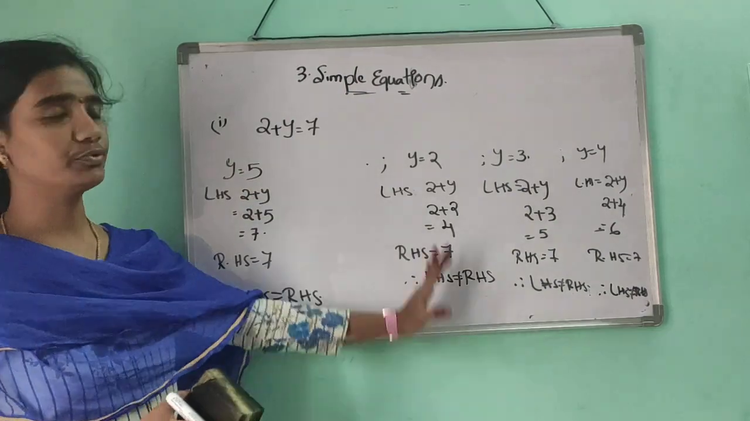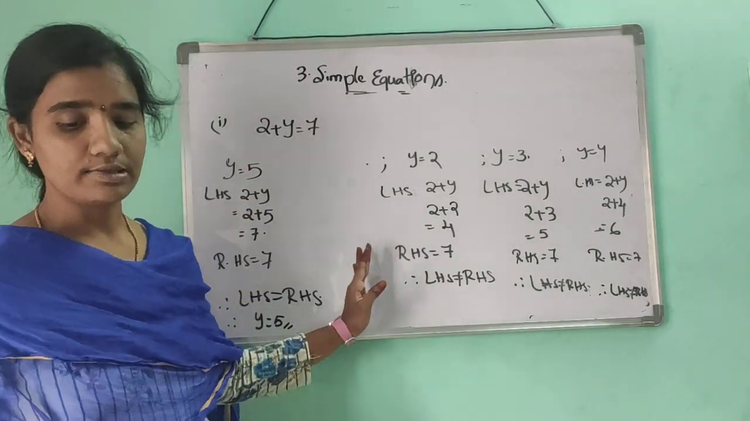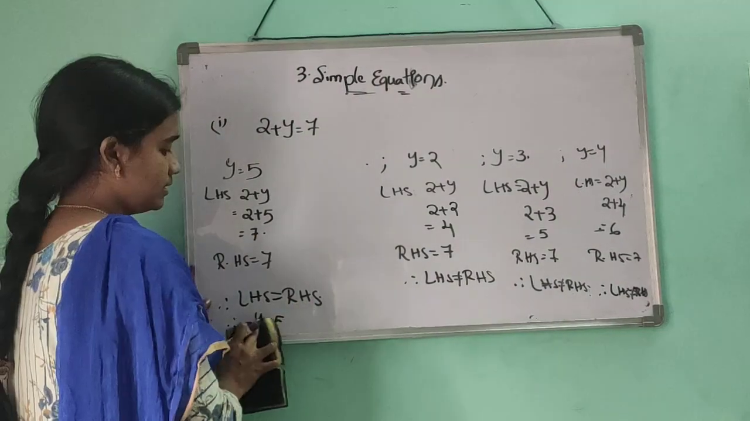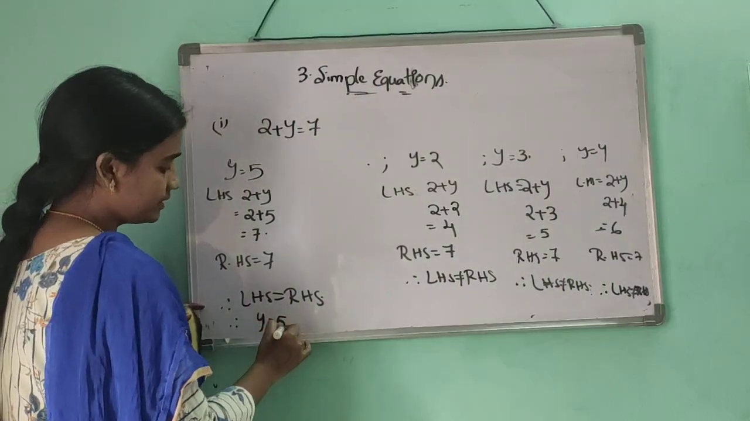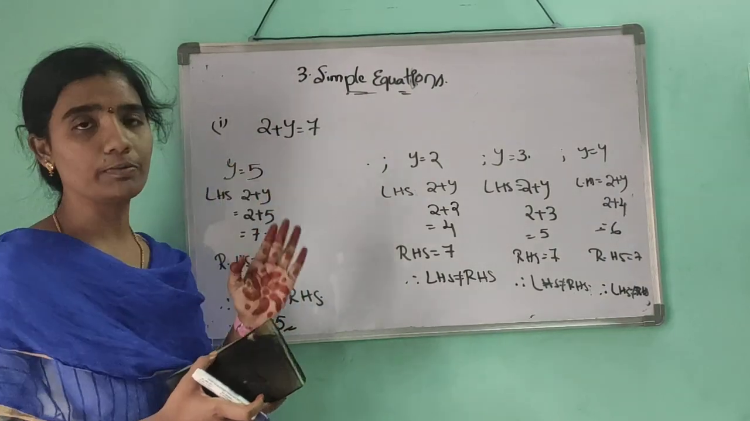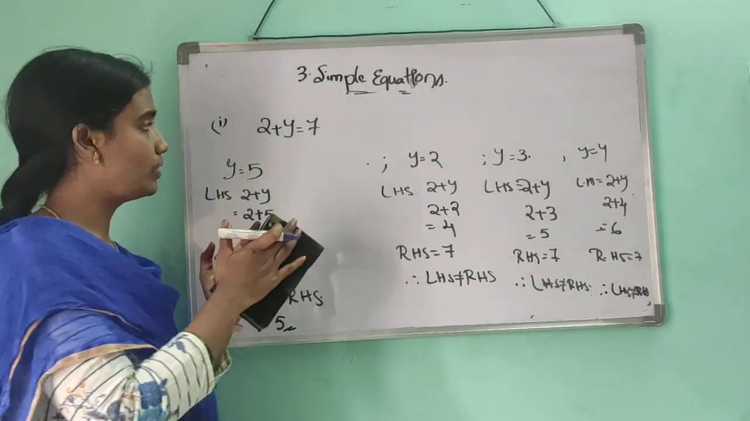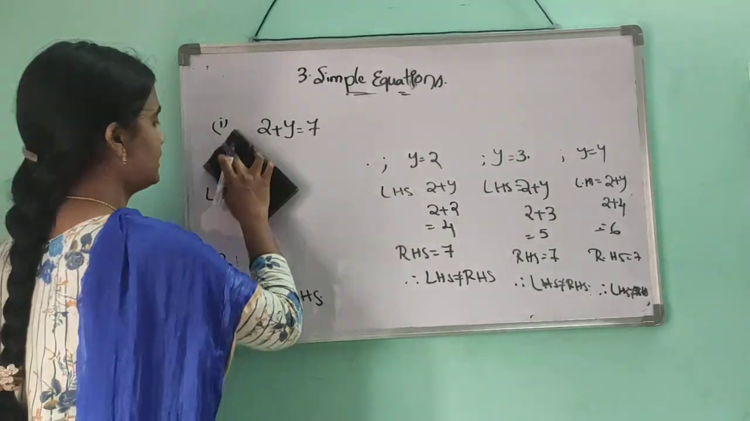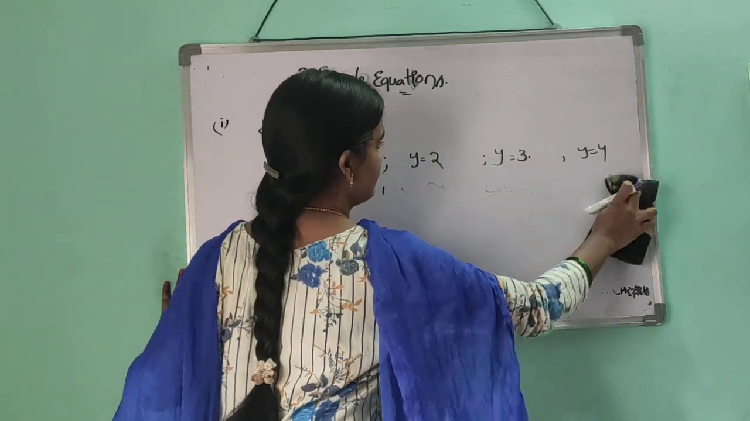In this way, by using the trial method, we have to find the solution of the problem. We have another method as well. Let's see how to solve by the other method to get the answer.